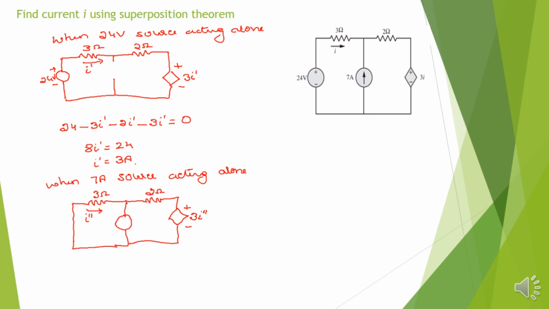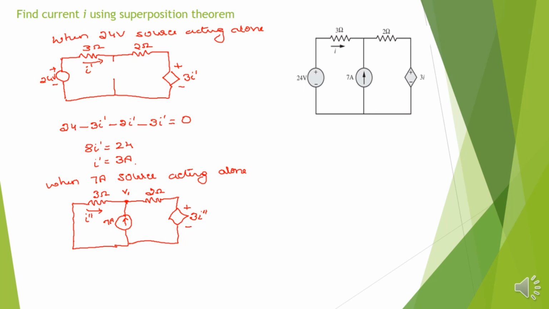Now how to find the current? So this is given as 7 amps. So I will consider this as V1. I will apply the node voltage concept, because I cannot apply the branch current formula, because though this is the 3 ohm, this is the branch where the dependent voltage source is present. So I cannot apply the branch current formula.